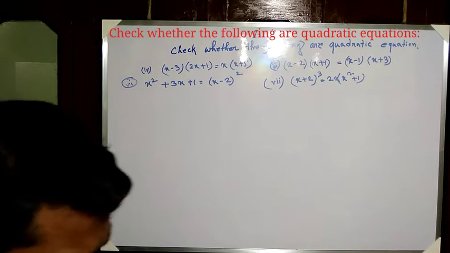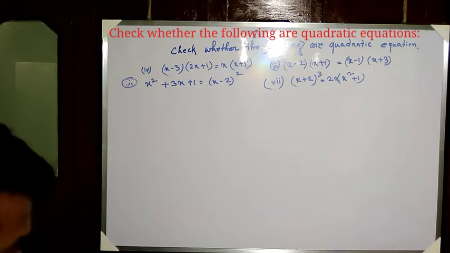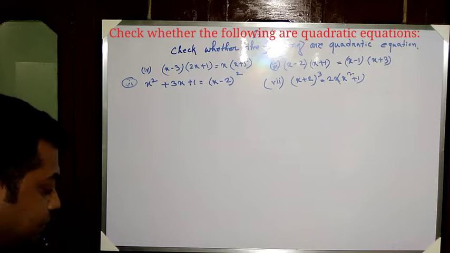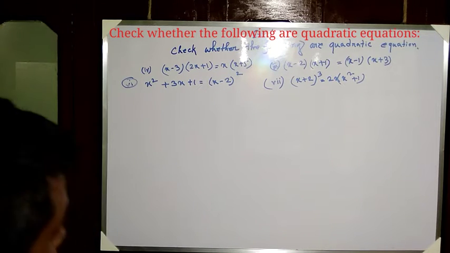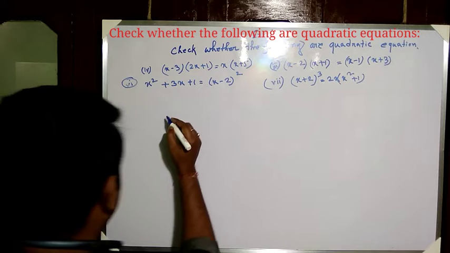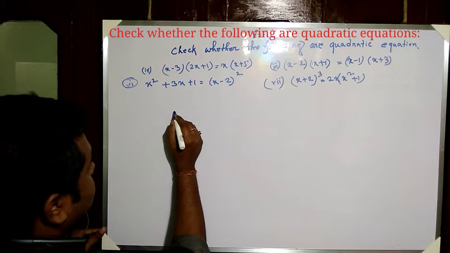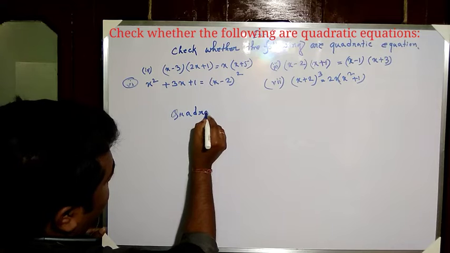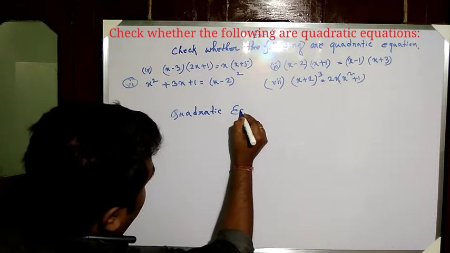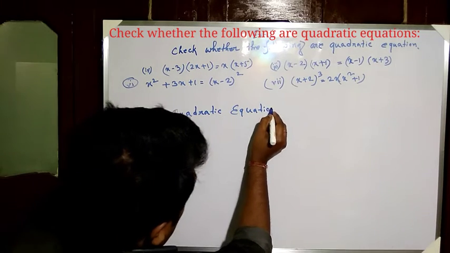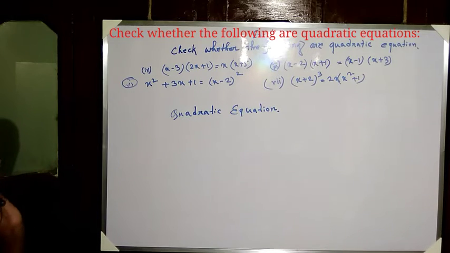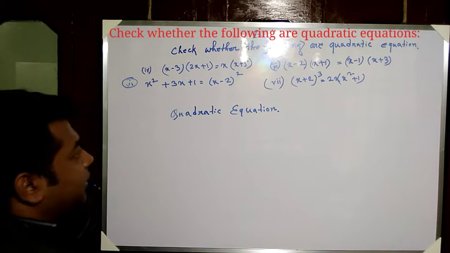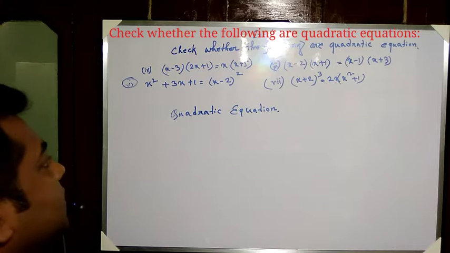Hello students, today I am going to start class 10's fourth chapter, quadratic equation. First I am showing you what a quadratic equation is. A quadratic equation is basically a polynomial whose highest degree is 2.